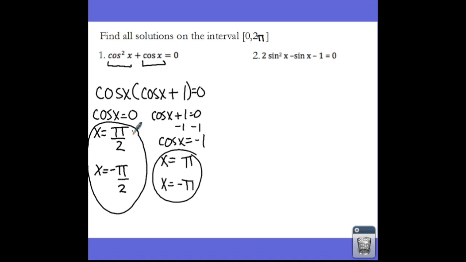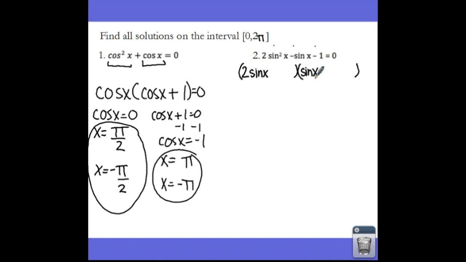So now let's look at 2 sine of x squared minus sine of x minus 1. This equation has three terms, so we're going to factor it using the two parentheses. So you'll factor these just like you would for a normal quadratic, except you'll put a sine of x on both of them. The first one will have a 2 since it has a coefficient of 2.